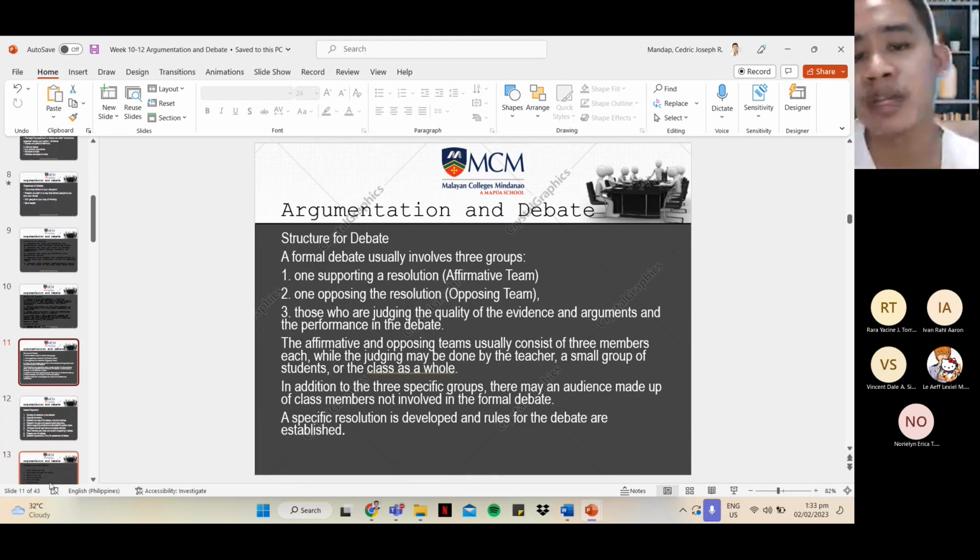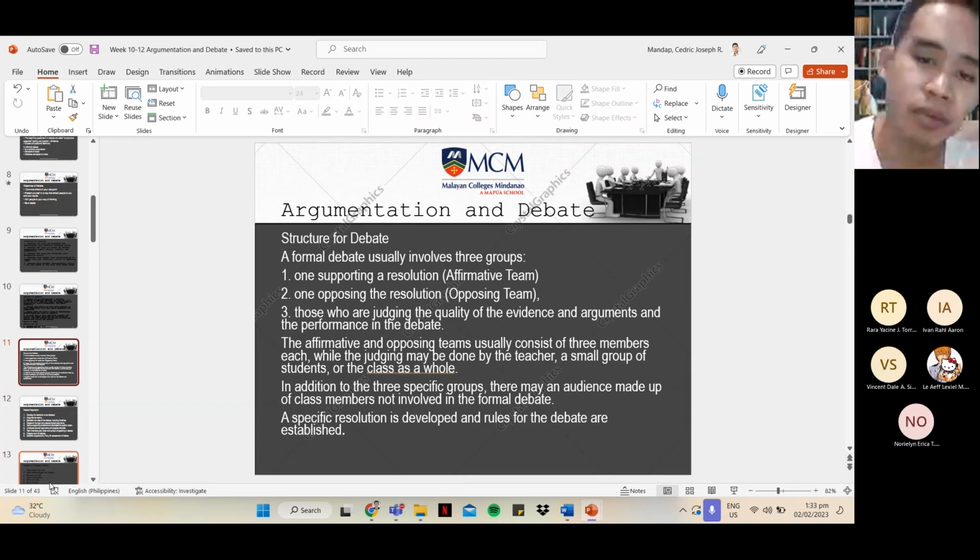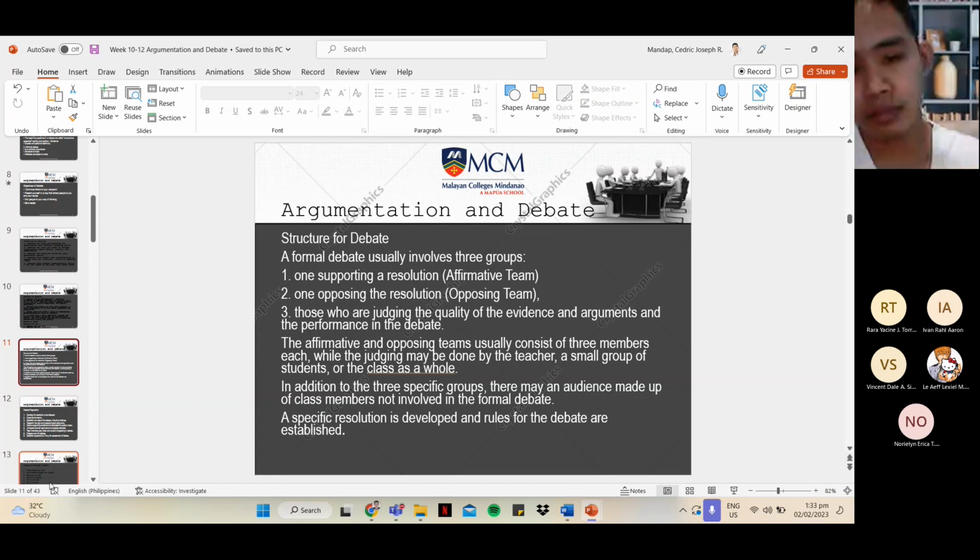So this is the structure of a debate, more likely. A formal debate usually has three groups, one supporting a resolution, an affirming team, one opposing the resolution, an opposing team, and those who are judging the quality of the evidence and arguments and the performance in the debate. So ganito yung formal, grupo, mga teams. So three members usually, no? In addition to these three groups, there may be an audience made up of class members not involved in the formal debate. So may magja-judge, may affirmative, may merong opposing teams. A specific resolution is developed and rules for the debate are established. Okay. So yun.